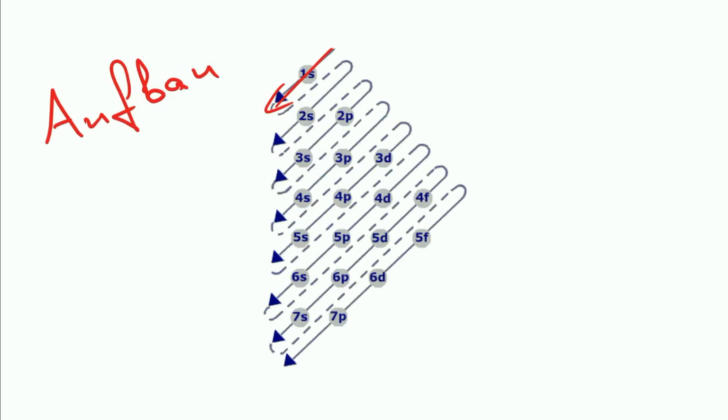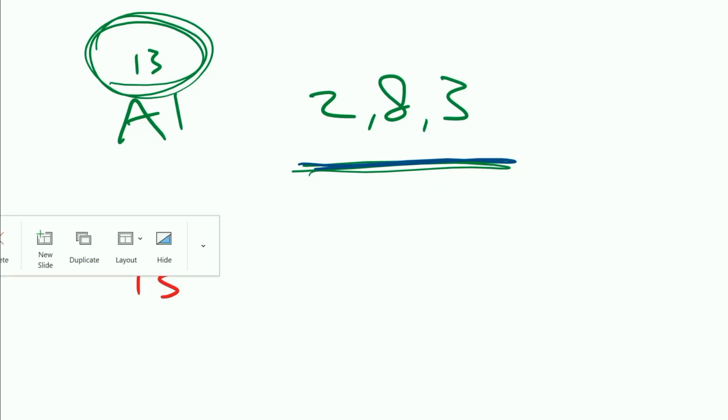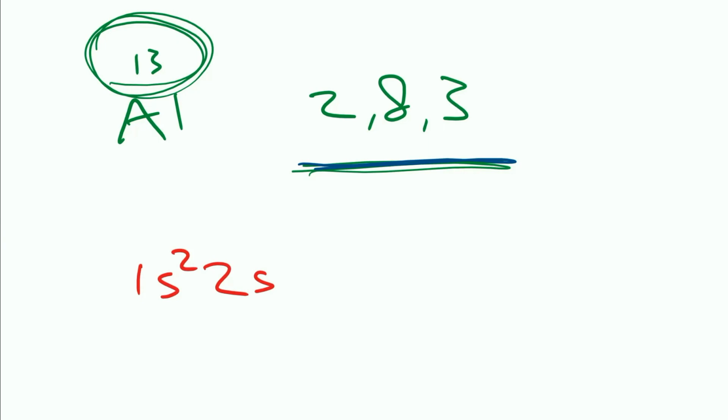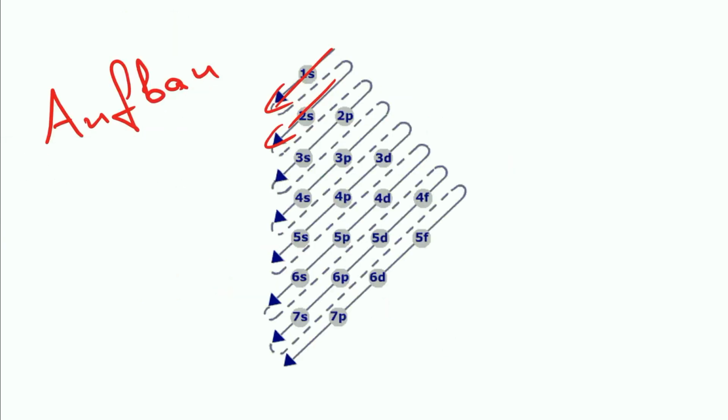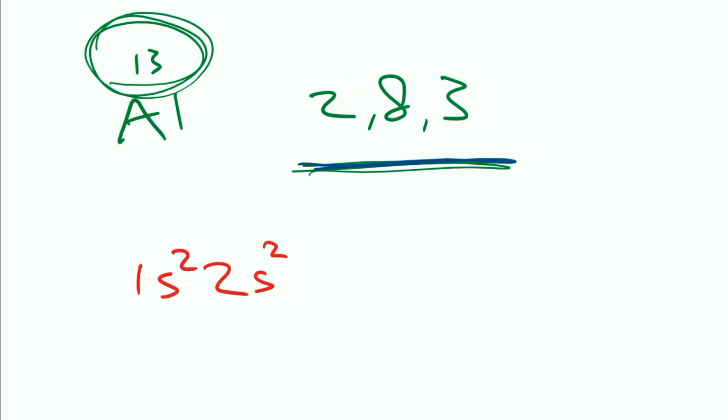So our next one, loop it back around, 2s. Let's write down our 2s. Now, of course, that can take another 2. And then if we look at our roadmap, then we're at the P, the 2p, and then the 3s. Okay, so we're at the 2p. Now, that could take 6 electrons, so let's write 2p6.